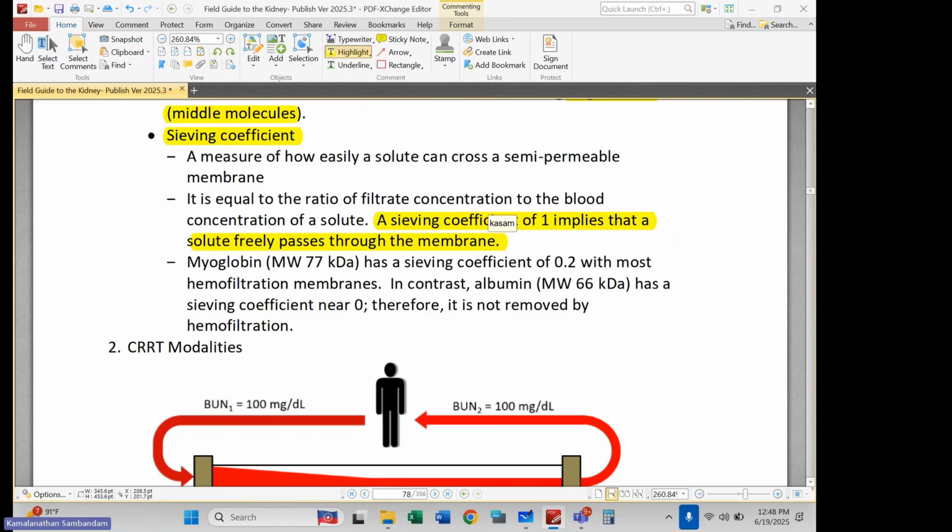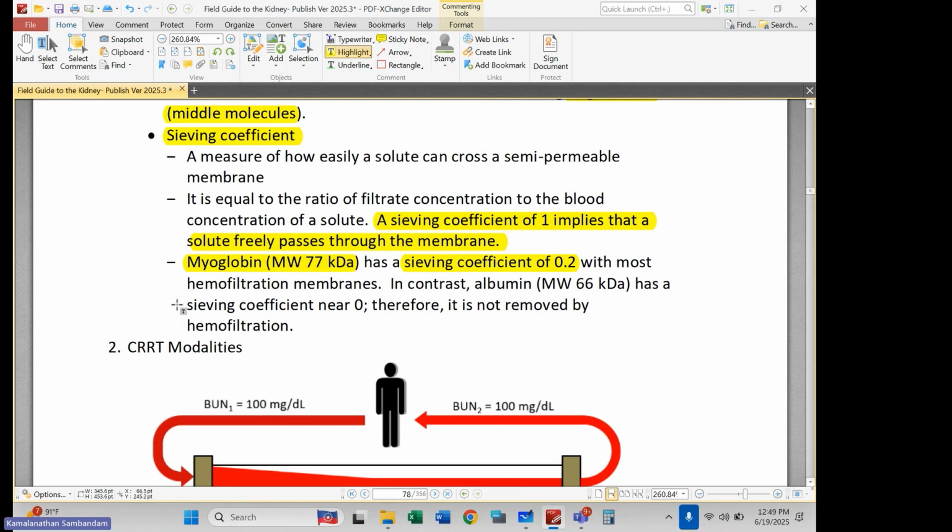Okay, if you have larger molecules, an example of this would be myoglobin. It has a sieving coefficient of around 0.2. Okay, it can pass through the semi-permeable membranes that we use inefficiently, meaning the myoglobin concentration on the effluent side, if you're just using convective clearance, is 20% the concentration of myoglobin on the blood side.